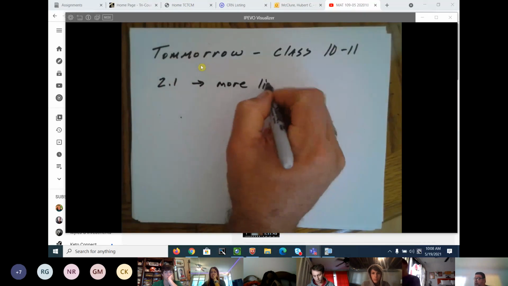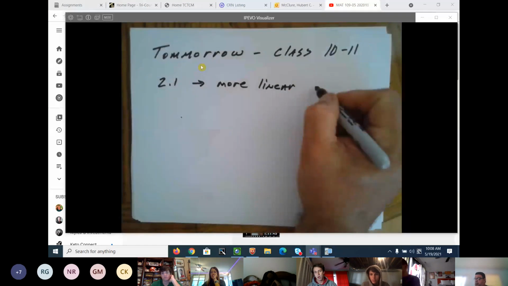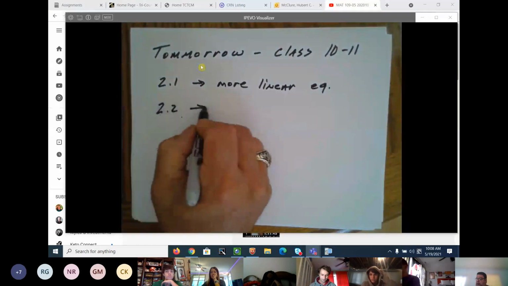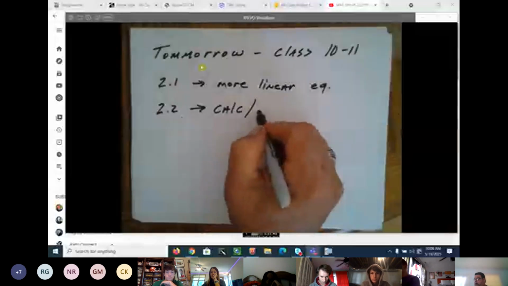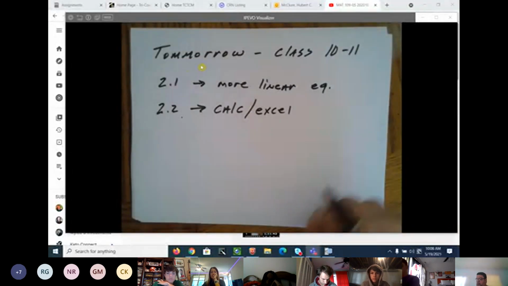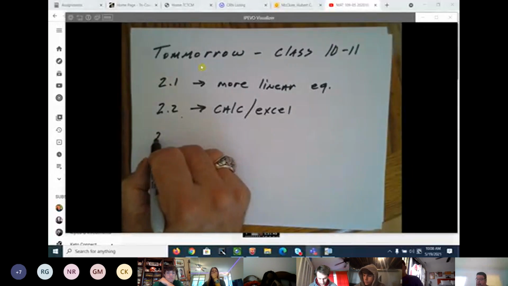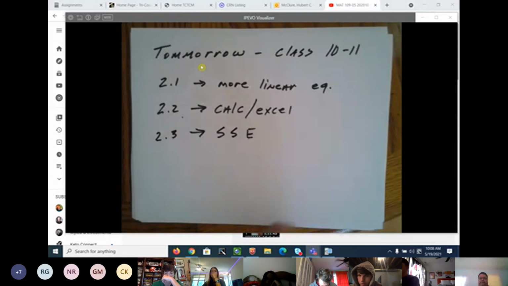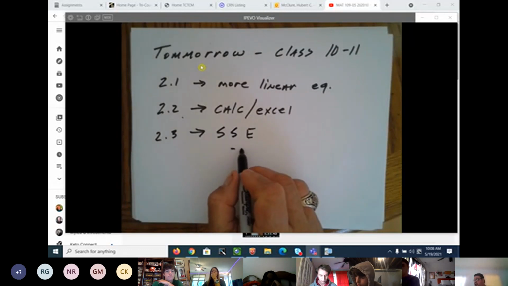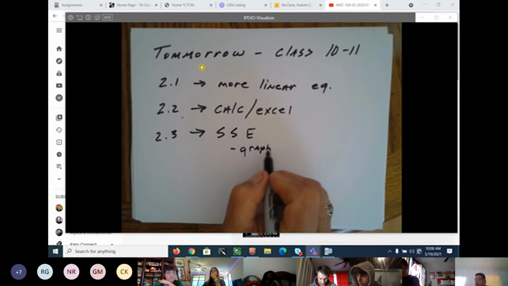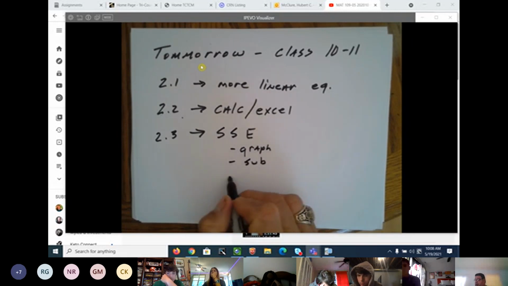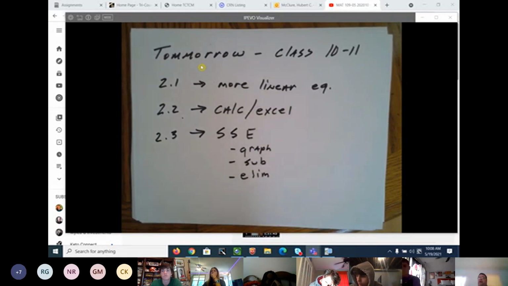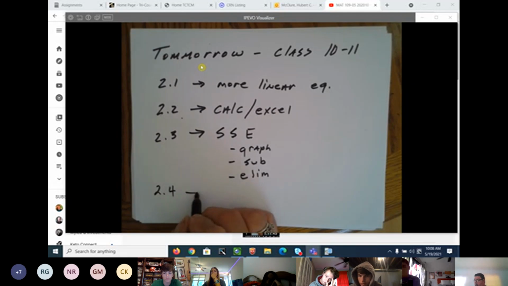linear equations. 2.2 is all calculator / Excel. 2.3 is solving systems of equations, which means by graphing, substitution, and elimination. And if you've had Algebra 1 and Algebra 2 before, you know what I'm talking about there. And 2.4 is inequalities.